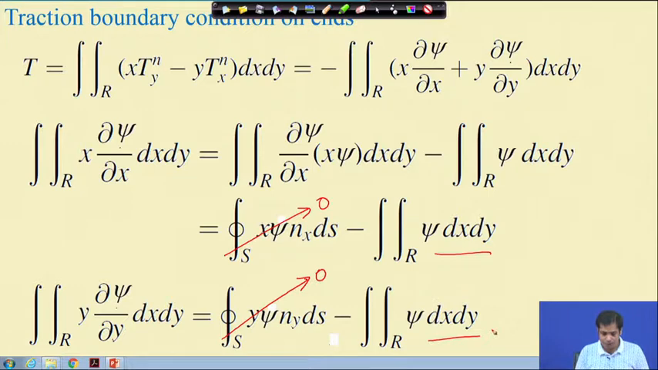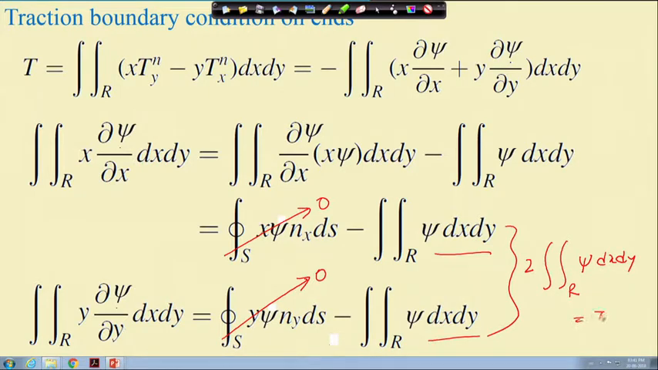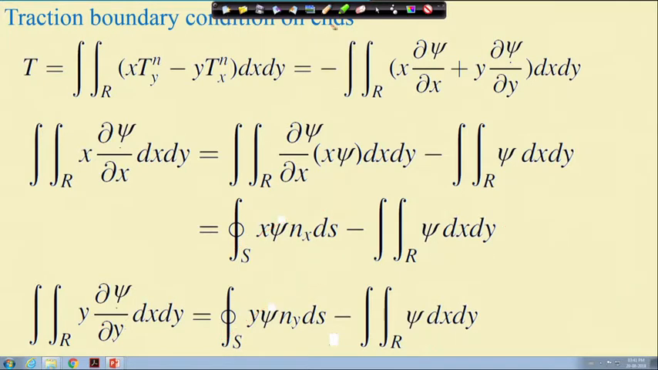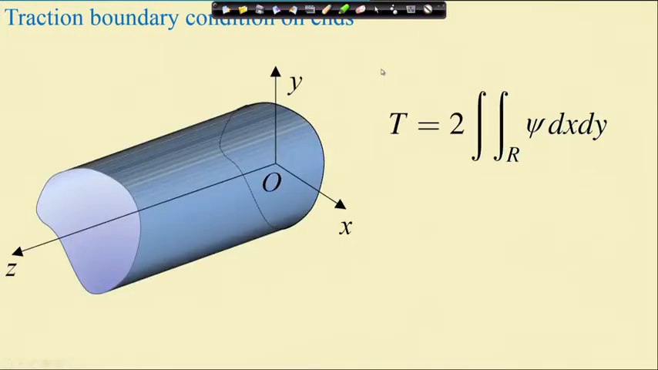If we add them, this becomes 2 times the integration over R of psi dx dy. That becomes your T, and then we have a negative sign here. So the final relation between the applied torque and the stress function is this. This is essentially the last boundary condition.